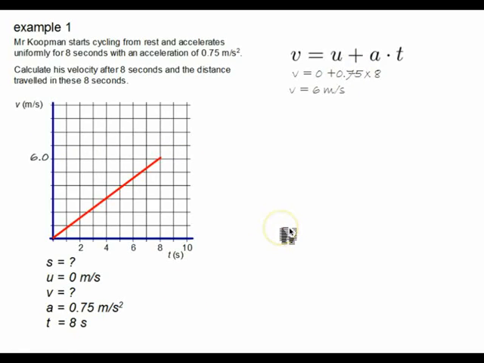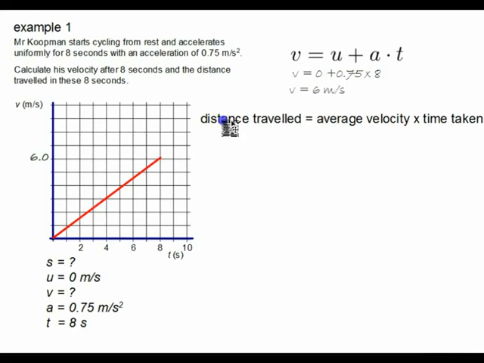To find the distance traveled in these 8 seconds, there are 3 different solutions. I'll show you the 2 easiest. First, don't forget that distance traveled is always equal to the average velocity times the time taken. In this situation, we know that the initial speed was 0, the final speed was 6, so the average speed is the average of 0 and 6, which is 3. The time taken was 8 seconds, so it's not hard to find out that the distance traveled must be equal to 3 times 8, which makes 24 meters.